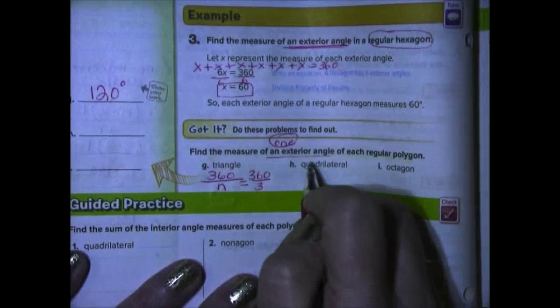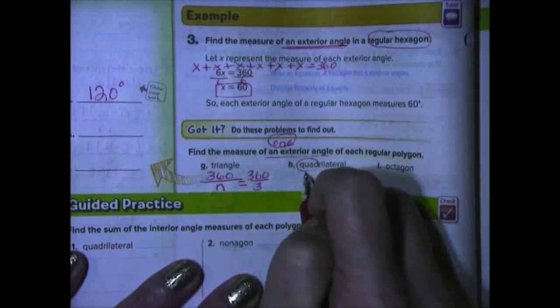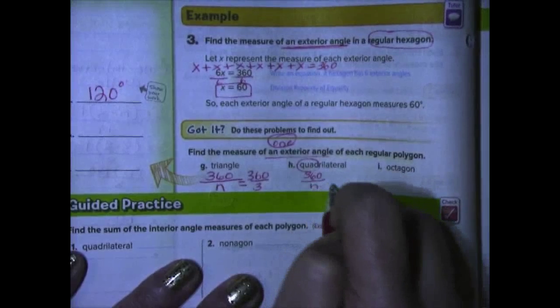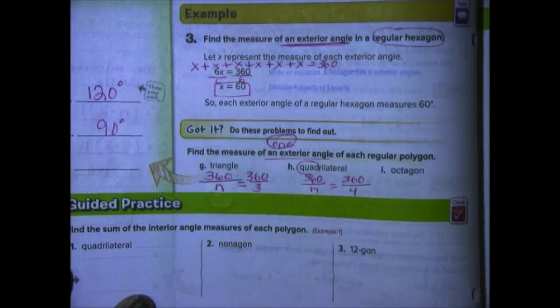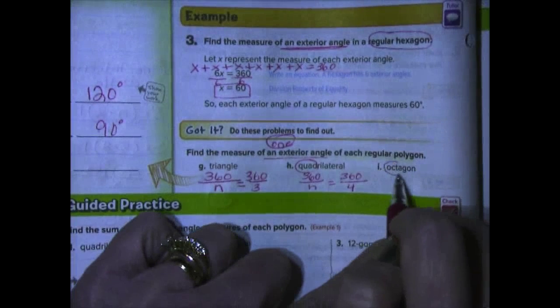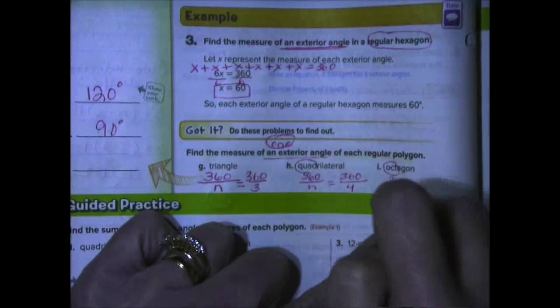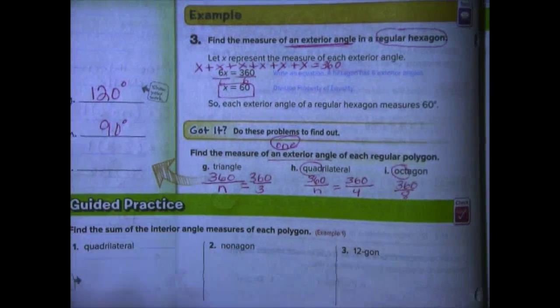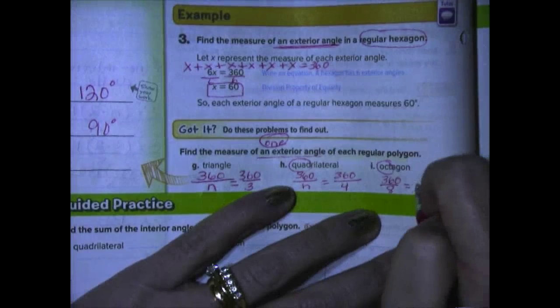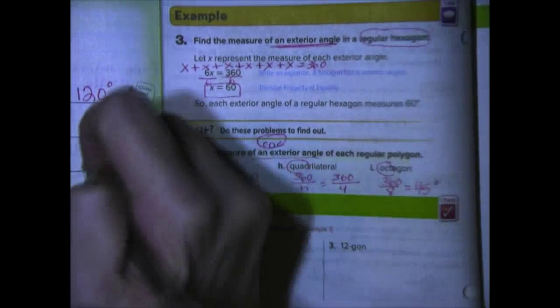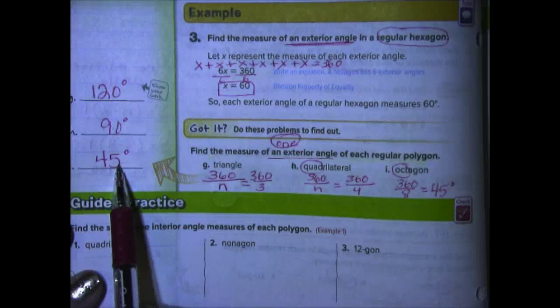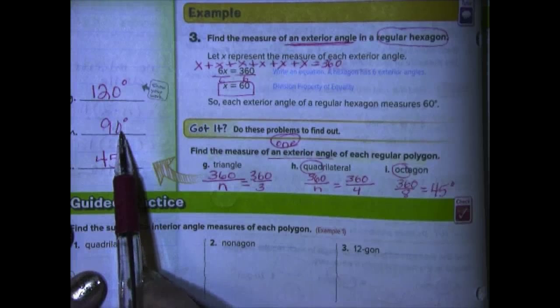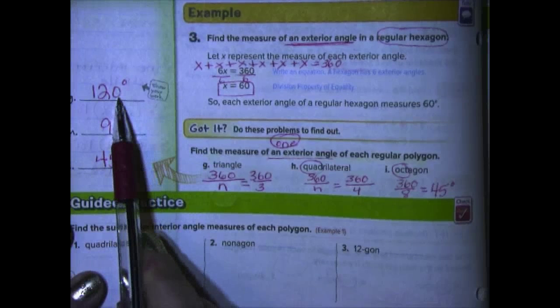Quadrilateral means 4. Quad is 4. So we're going to take 360, divide it by the number of sides. 360 divided by 4 equals 90 degrees. And then we have octagon, which we know means 8. So we've got 360 divided by 8. And when we divide 360 by 8, we get 45 degrees. So an octagon, just one exterior angle of an octagon equals 45 degrees. One exterior angle of a quadrilateral equals 90 degrees, and one exterior angle of a triangle equals 120 degrees.